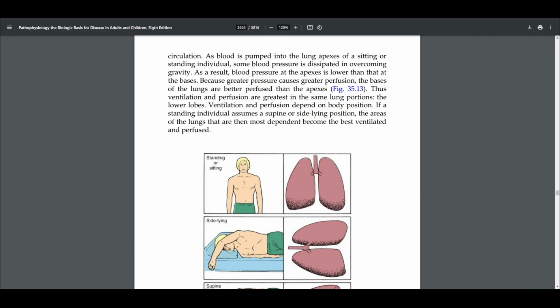The lower lobes, ventilation, and perfusion depend on the body position. If a standing individual assumes a supine or side-lying position, the areas of the lungs that are then most dependent become best ventilated and perfused.